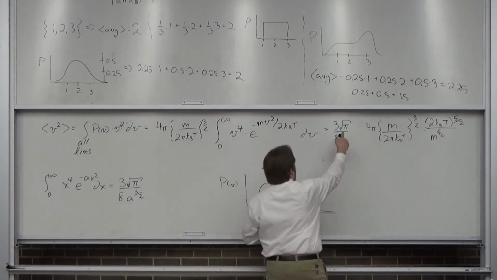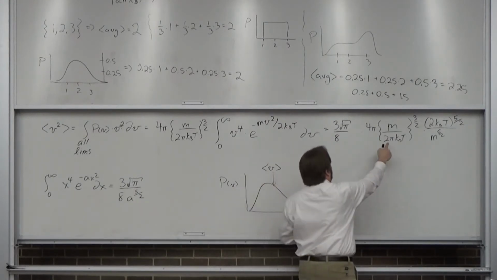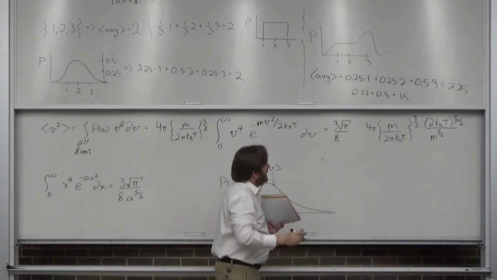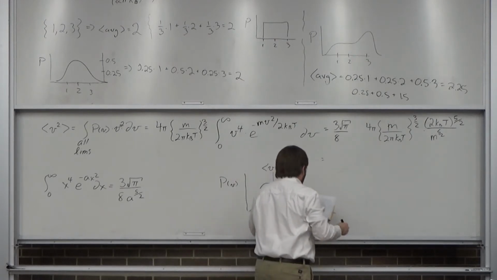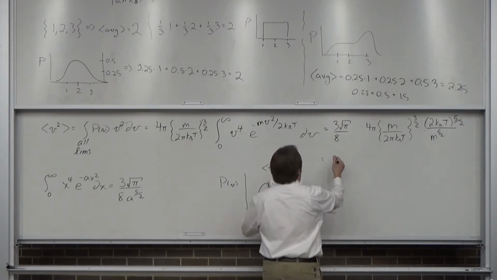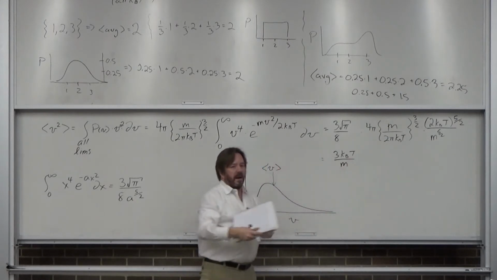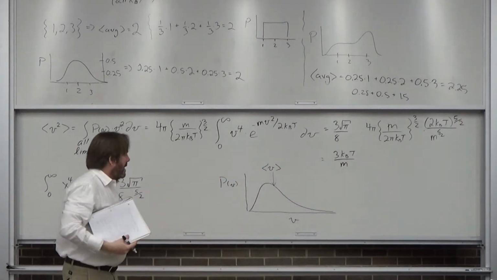Let's see. I can already tell the pi's cancel, right? That's pi times square root of pi, which is pi to the 3 halves, divided by pi to the 3 halves. So I can do a little bit of this in my head, and I can tell you what it simplifies to. Of course we want to simplify because it just makes things easier. There you go, 3 kBt over m.